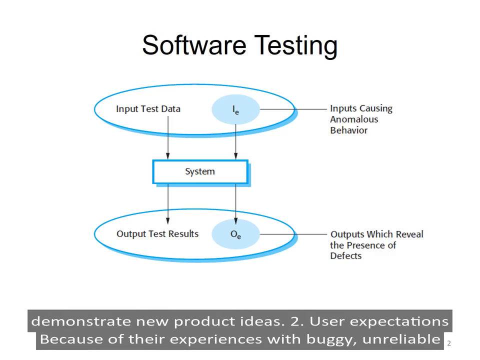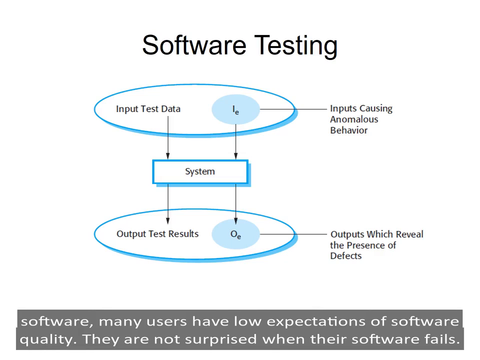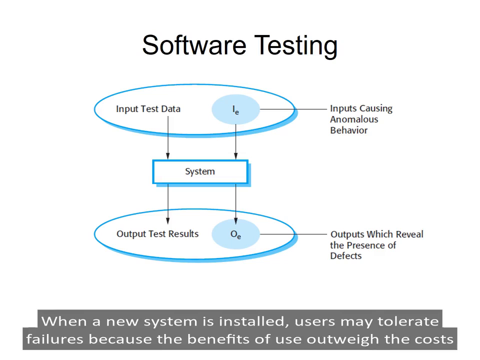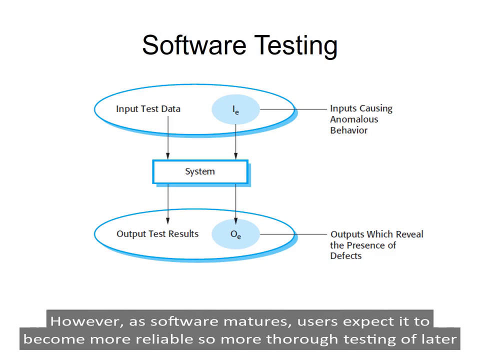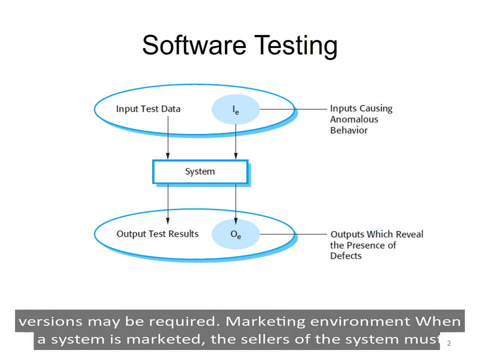Number two, user expectations. Because of their experiences with buggy, unreliable software, many users have low expectations of software quality. They are not surprised when their software fails. When a new system is installed, users may tolerate failure because the benefits of use outweigh the cost of failure recovery. In these situations, you may not need to devote as much time to testing the software. However, as software matures, users expect it to become more reliable, so more thorough testing of later versions may be required.